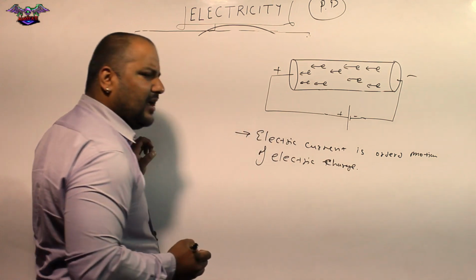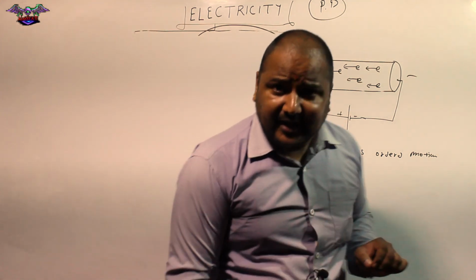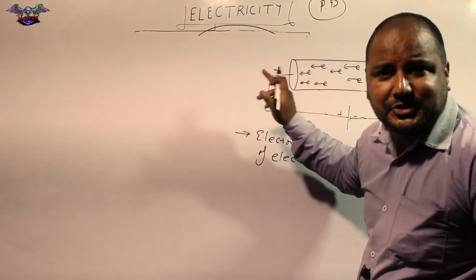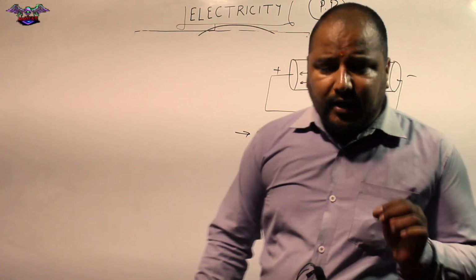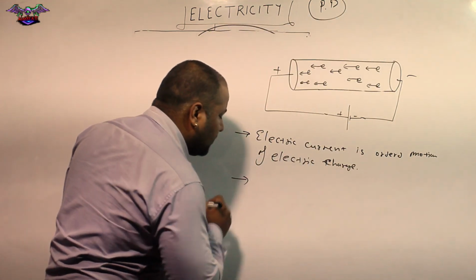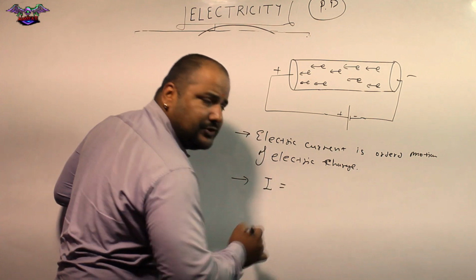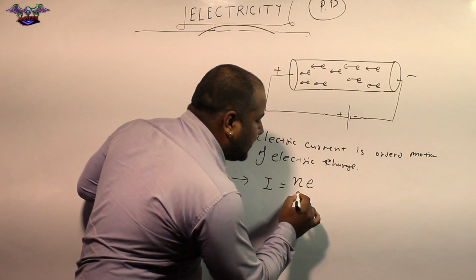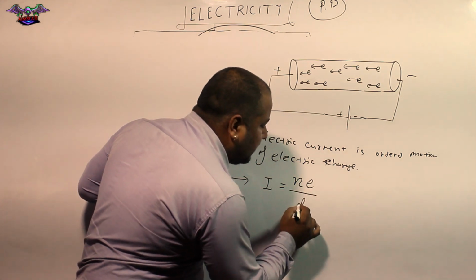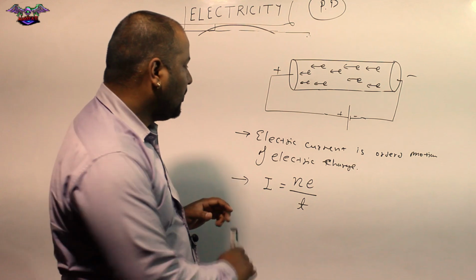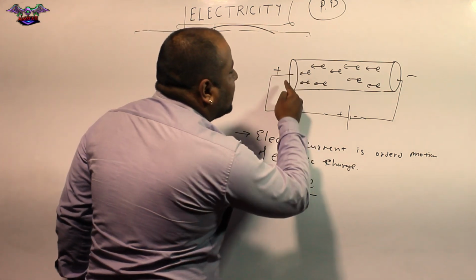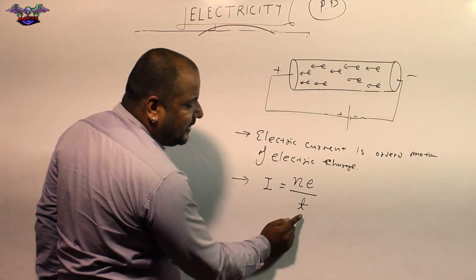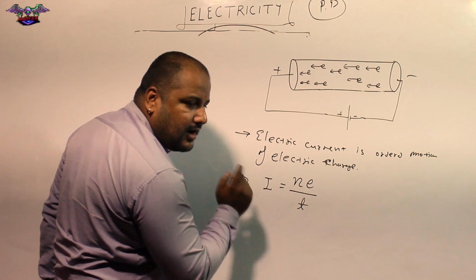Simple definition is there. Another definition we can say is the rate of flow of charge. Under definition we can say the current is the number of charges per unit time. Means the number of charges passing through a cross-sectional area per unit time is called the current.